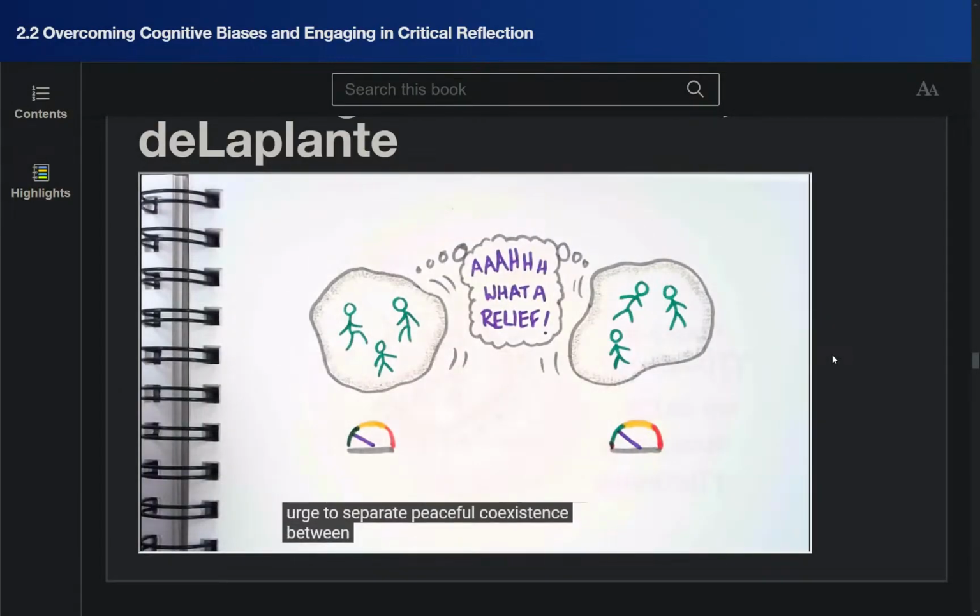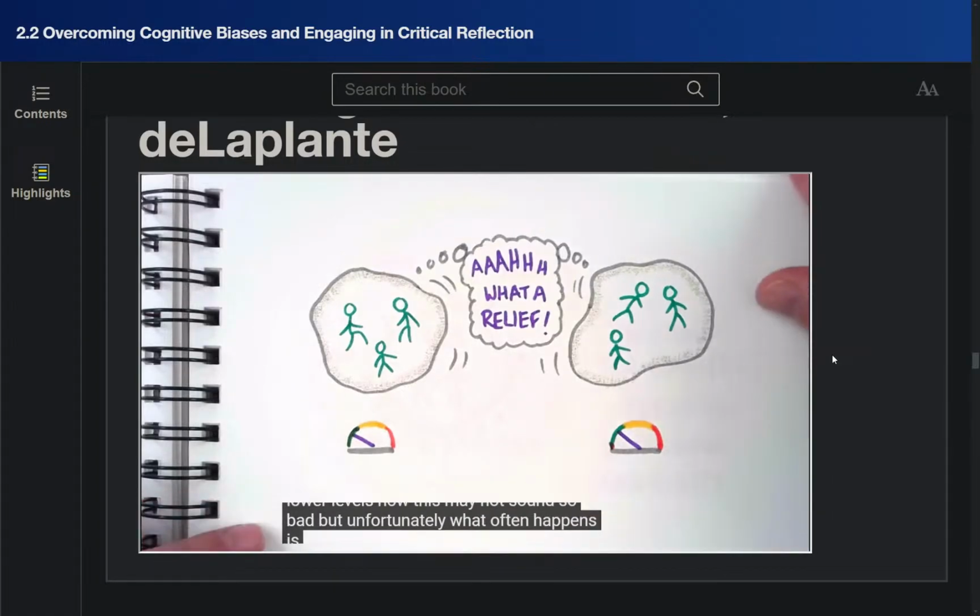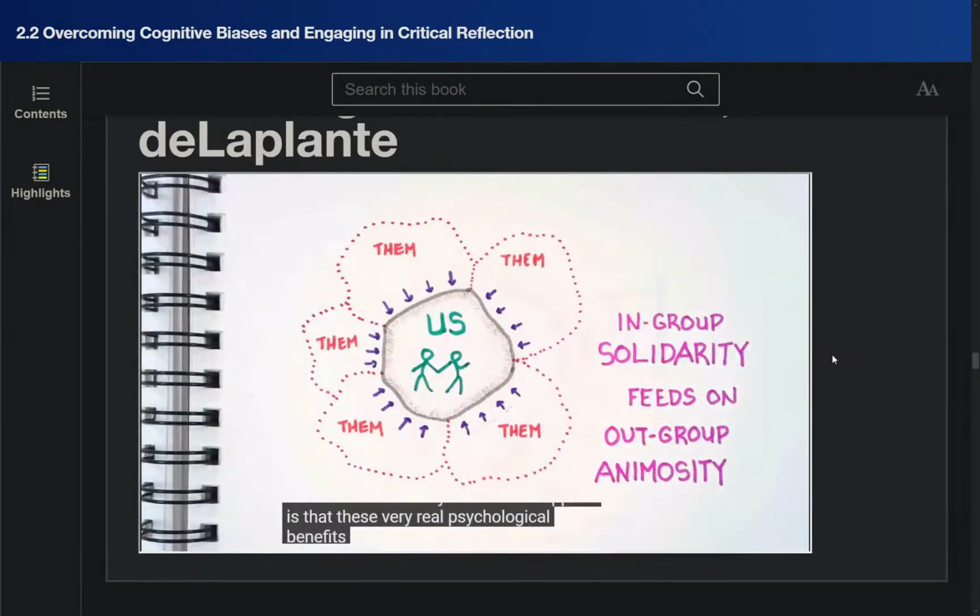Peaceful coexistence between us seems impossible, and our instinct is to adapt by segregating, carving out social and political spaces where we don't have to interact with the other group, where we can enjoy the comforts of social interaction with our own kind, and the very real psychological benefits of unity and solidarity and the feeling of being a part of a collective identity. When this happens, polarization within each group drops back down to lower levels. Now, this may not sound so bad, but unfortunately, what often happens is that these very real psychological benefits are bought at a cost to our relationships with other groups.